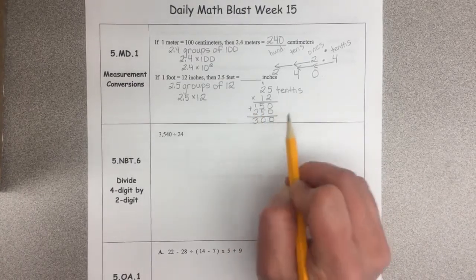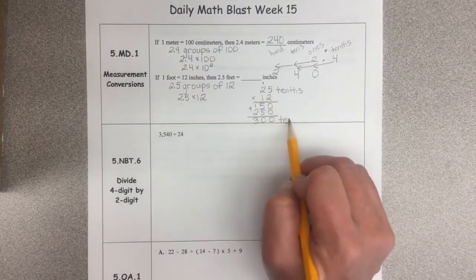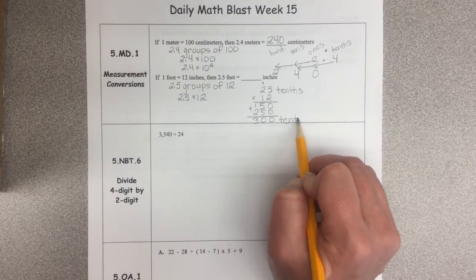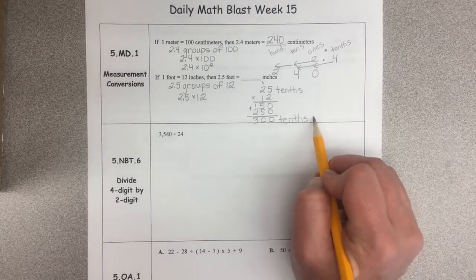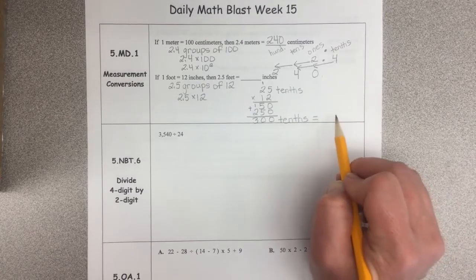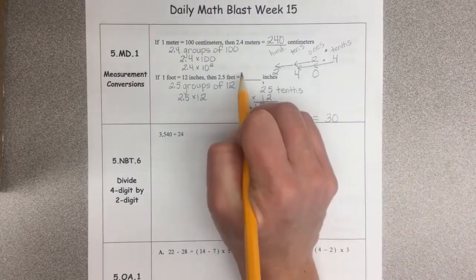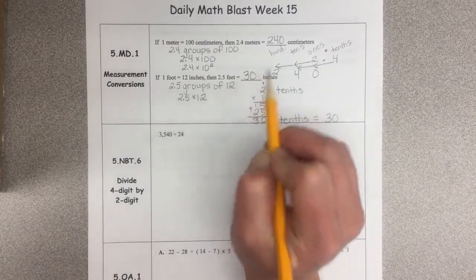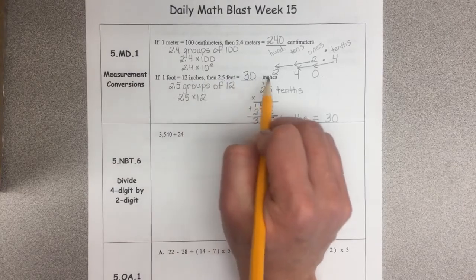But keep in mind, I have tenths. I was multiplying tenths. So I multiplied them like they were whole numbers. And then I have to look back at my units here. Tenths times ones is tenths. And 300 tenths in standard form is 30. So 1 foot is 12 inches, and 2.5 feet is 30 inches.